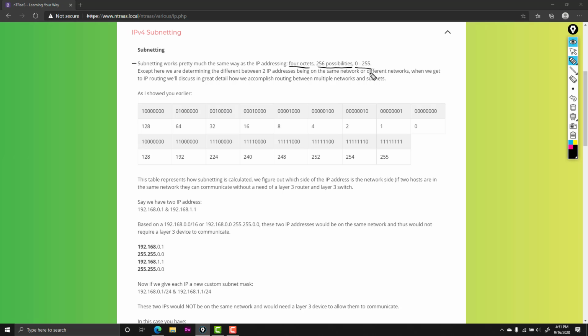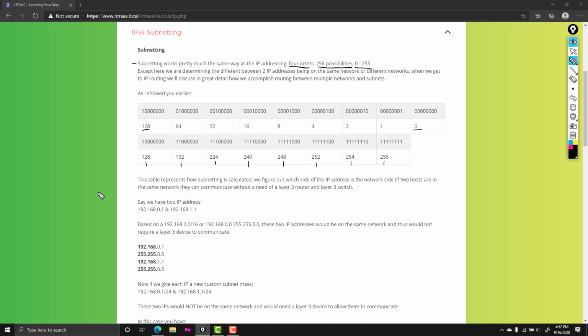When we get to IP routing, we'll discuss in great detail how to accomplish the routing between these networks and subnets, but first you really need to know how to create the subnets. So as we showed you earlier, here is the table again. You use each bit to determine the addition or subtraction depending on which way you're going. From 128 down to 0, this gives you potential masks of 128, 192, 224, 240, 248, 252, 254, and 255, depending on what network that IP address exists on. So this table represents how subnetting is going to be calculated.